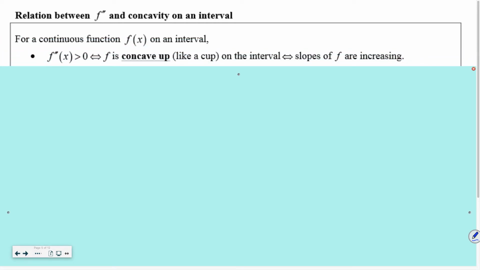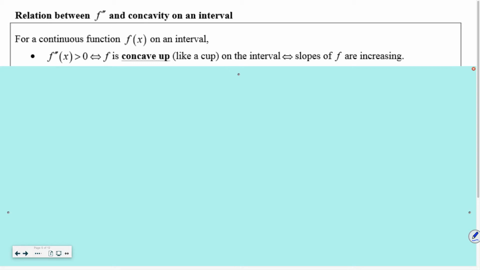If the derivative of the derivative, so if our second derivative, is positive, that means we are concave up. The rate of change of the rate of change is positive. Our slopes are changing in the positive direction. We have concave up. It means our slopes are increasing.